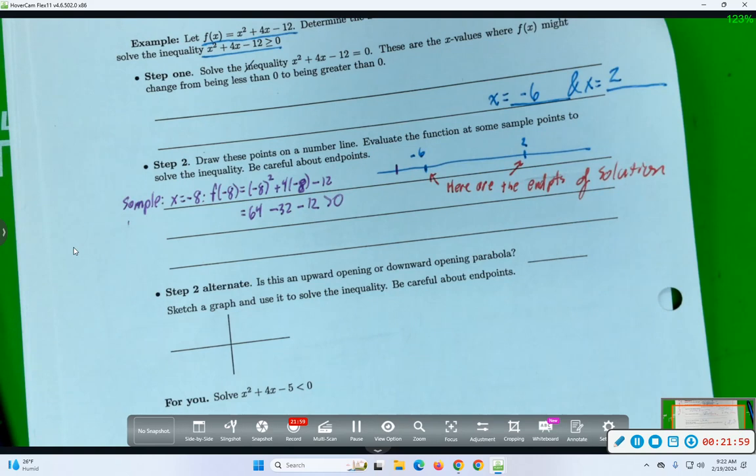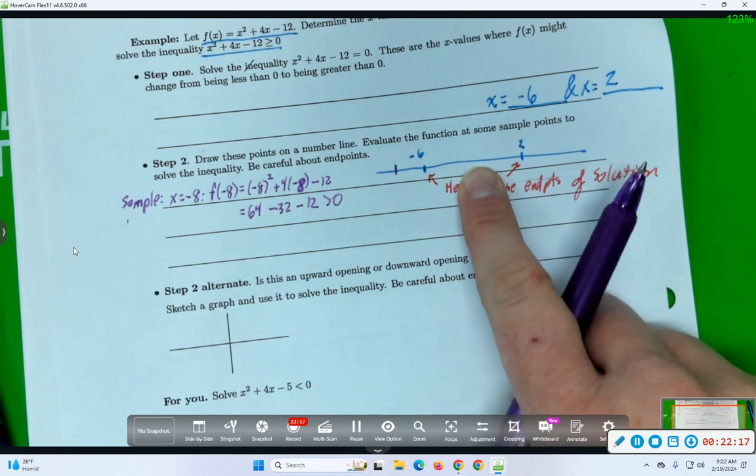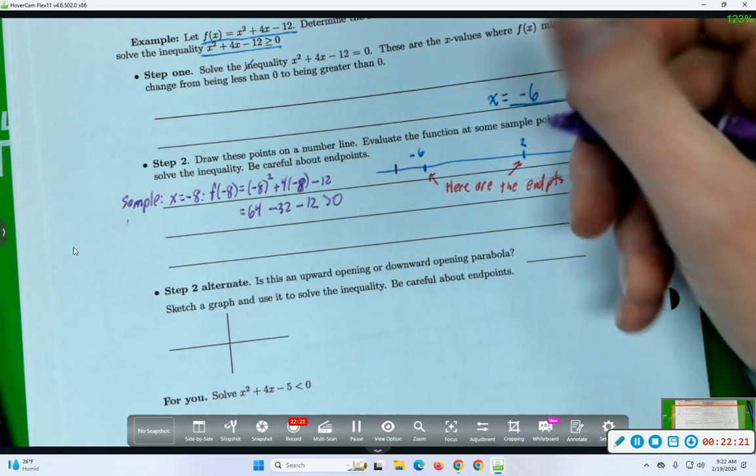A useful game to play that simplifies a lot of computations in this sort of circumstance is go extreme. Plug in like -1,000,000. And then you don't even need to do the computation because it'll be obvious which term's going to win. All right, give me a sample value between -6 and 2. 0. I think that's the easiest choice.